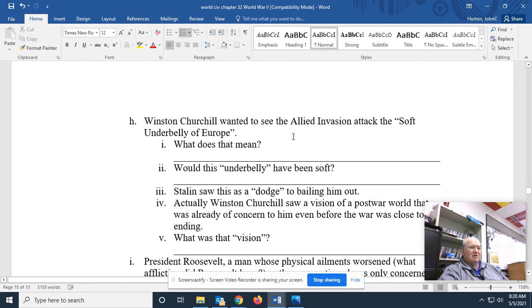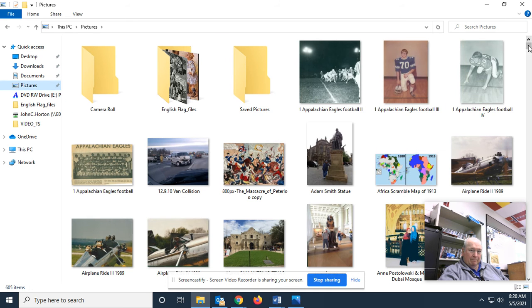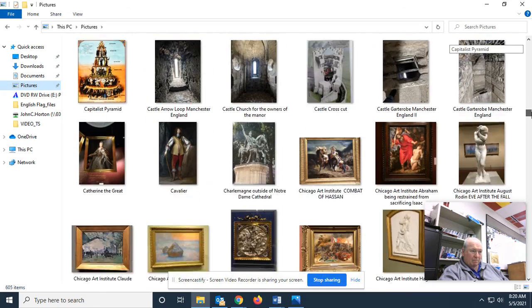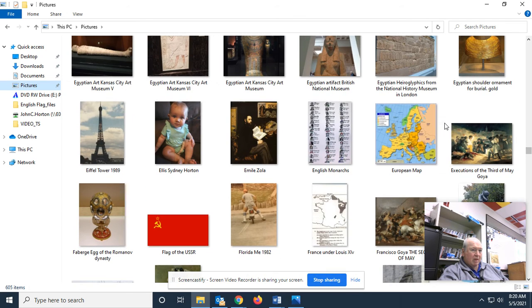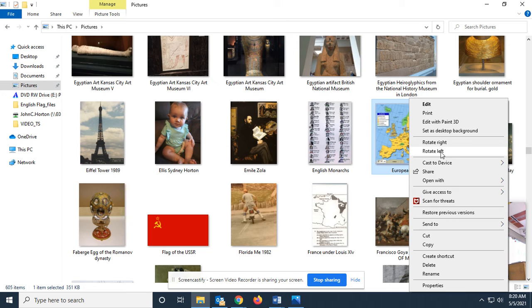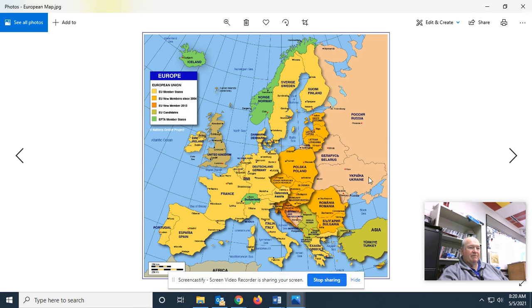Winston Churchill actually wanted to see the Allied invasion attack what he called the soft underbelly of Europe, meaning that Churchill wanted to attack Europe through, I'll show you, a map. Yes, here's your map of Europe.